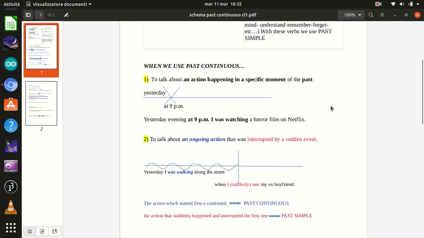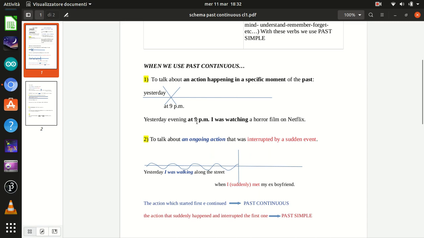When do we use past continuous? We've got different situations. This is the first one. To talk about an action happening in a specific moment of the past. Here we've got our timeline in the past. Yesterday, in a specific moment, for example at 9 p.m, yesterday evening at 9 p.m, I was watching a horror film on Netflix. Ieri sera alle 9 stavo guardando un film horror on Netflix.